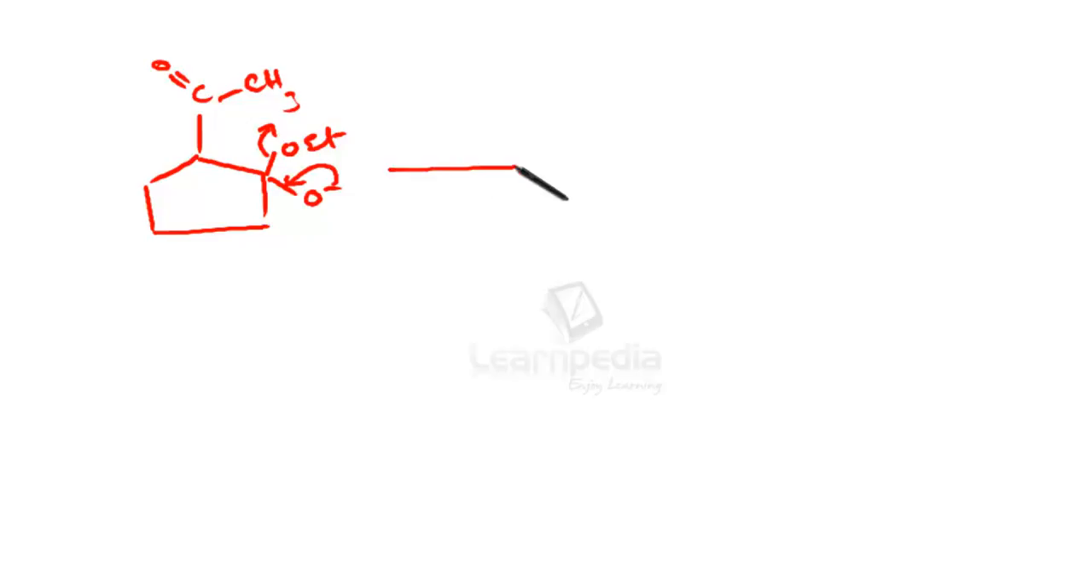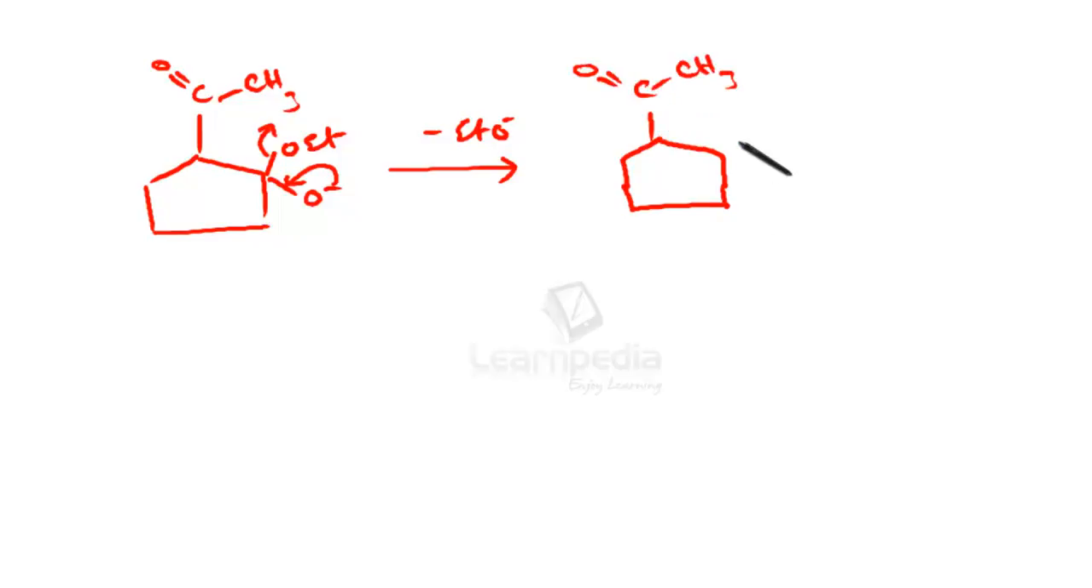Thus we get C double bond O, CH3, and here is the 5-membered ring. Here we have OEt and O minus. So in the next step, this will shift here and the OEt, that is ethoxide ion, will come out, and thereby we get this C double bond O, CH3, and this is double bond O.